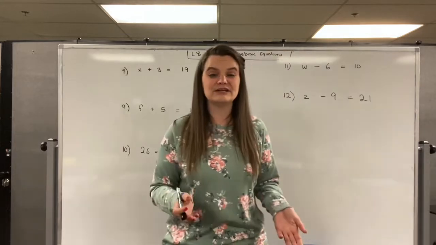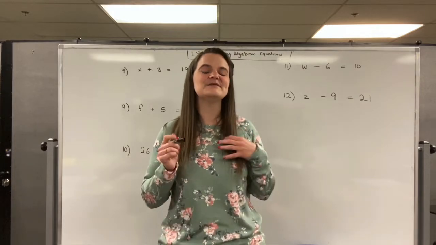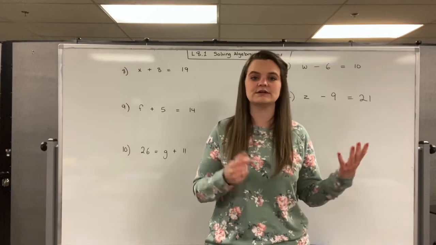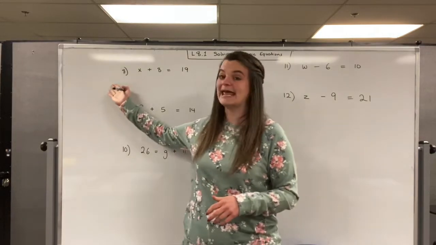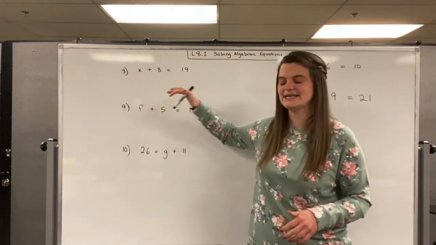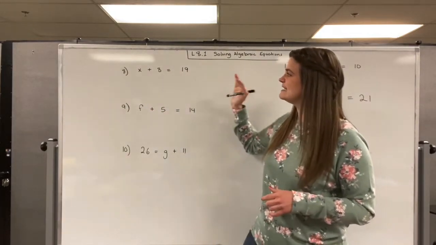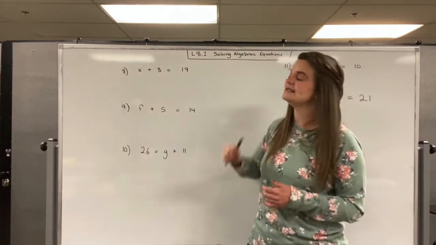So open up your, not your literature journals, open up your math journals, please, to your notes from yesterday. We'll just continue those if you would like to, or turn to a new page. And let's label the first one number 8. Should just be continuing on from where we left off yesterday. But number 8, it says x plus 8 equals 19. So get that written down.